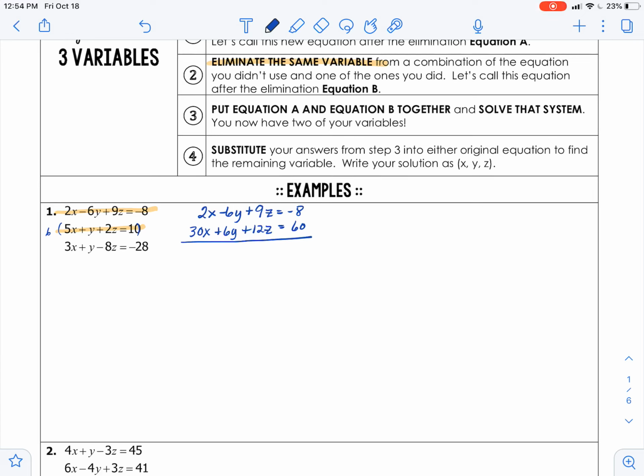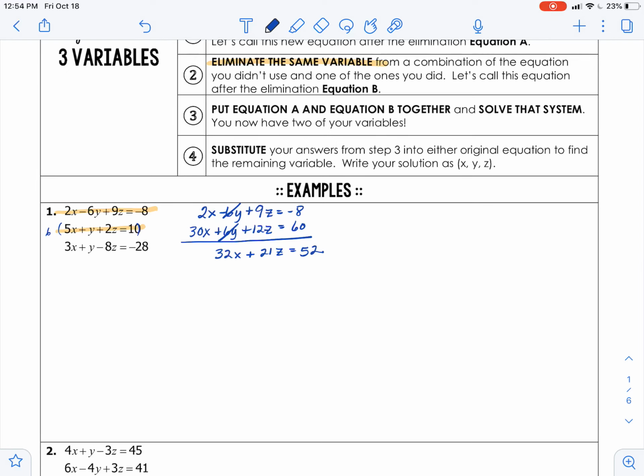Now I'm going to do my elimination. In this case, my 6's eliminate. I'm going to add down, so I have 32x + 21z = 52. Again, take your time and make sure you get all of your adding and subtracting done correctly.